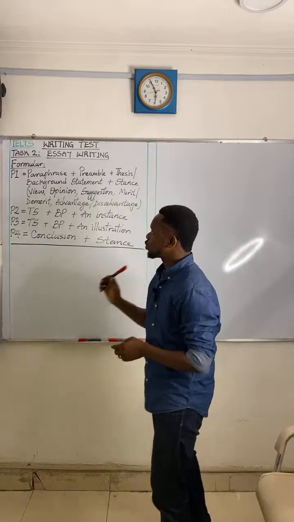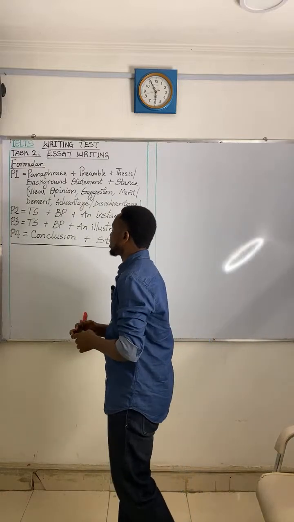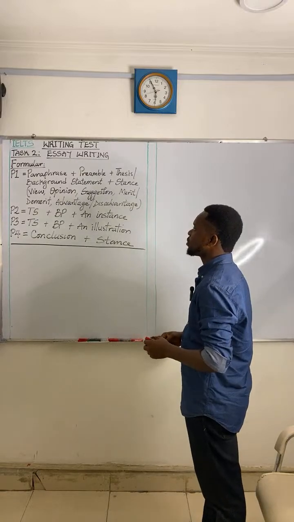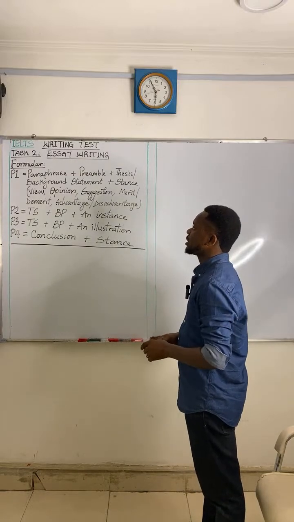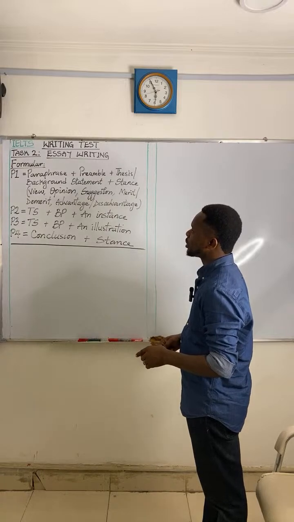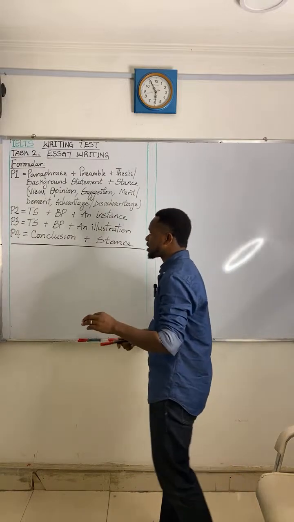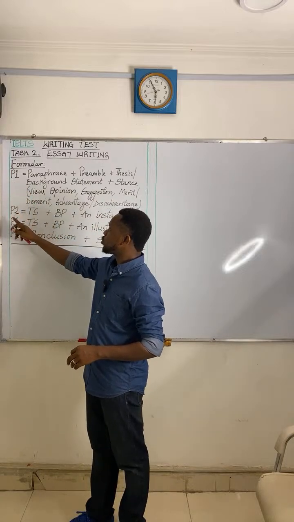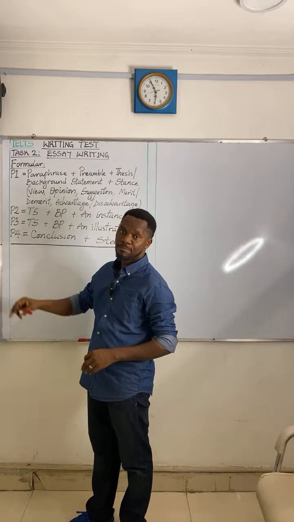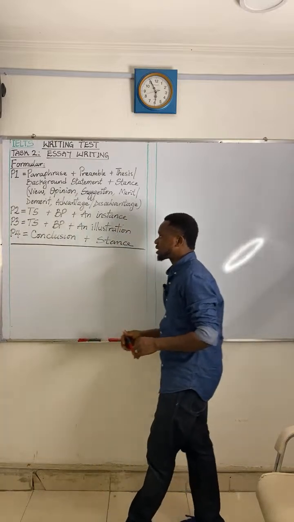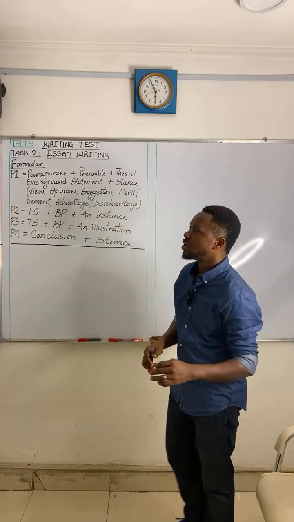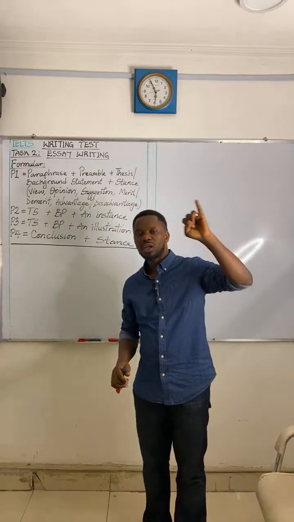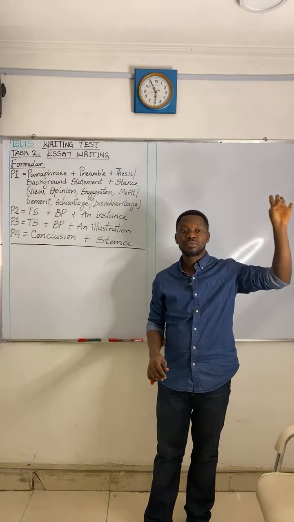All right, so today we shall be looking at the formula for writing an essay. And on the board, we have the formula which has its basis on P1, P2, P3, and P4. So for the formula for writing an essay, if I ask you for the formula, all you need to tell me is P1, P2, P3, and P4. That's the formula.